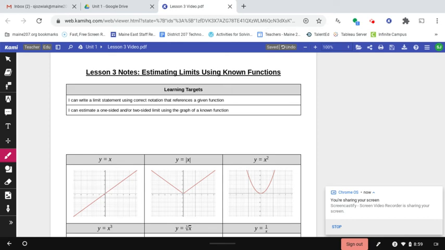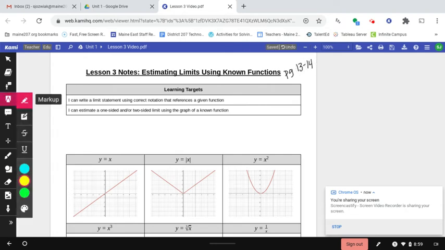Hi everyone, this is lesson 3 for your calculus notes, estimating limits using known functions. So you should be on pages 13 and 14 to take notes for this lesson today. So let's take a look at our learning targets.